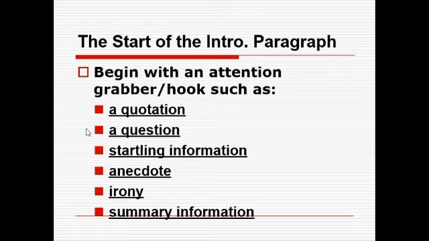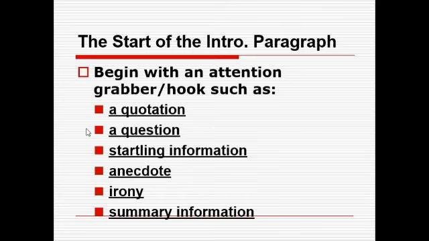The fourth type of hook is an anecdote. An anecdote is a short story. It could be a personal story, it could be a story that you've heard about, and so on. Again, you want to keep it short and concise. What you don't want to happen is to tell one story and then get into the background section of your introductory paragraph and tell a second story. Remember, you're trying to grab your reader's attention.